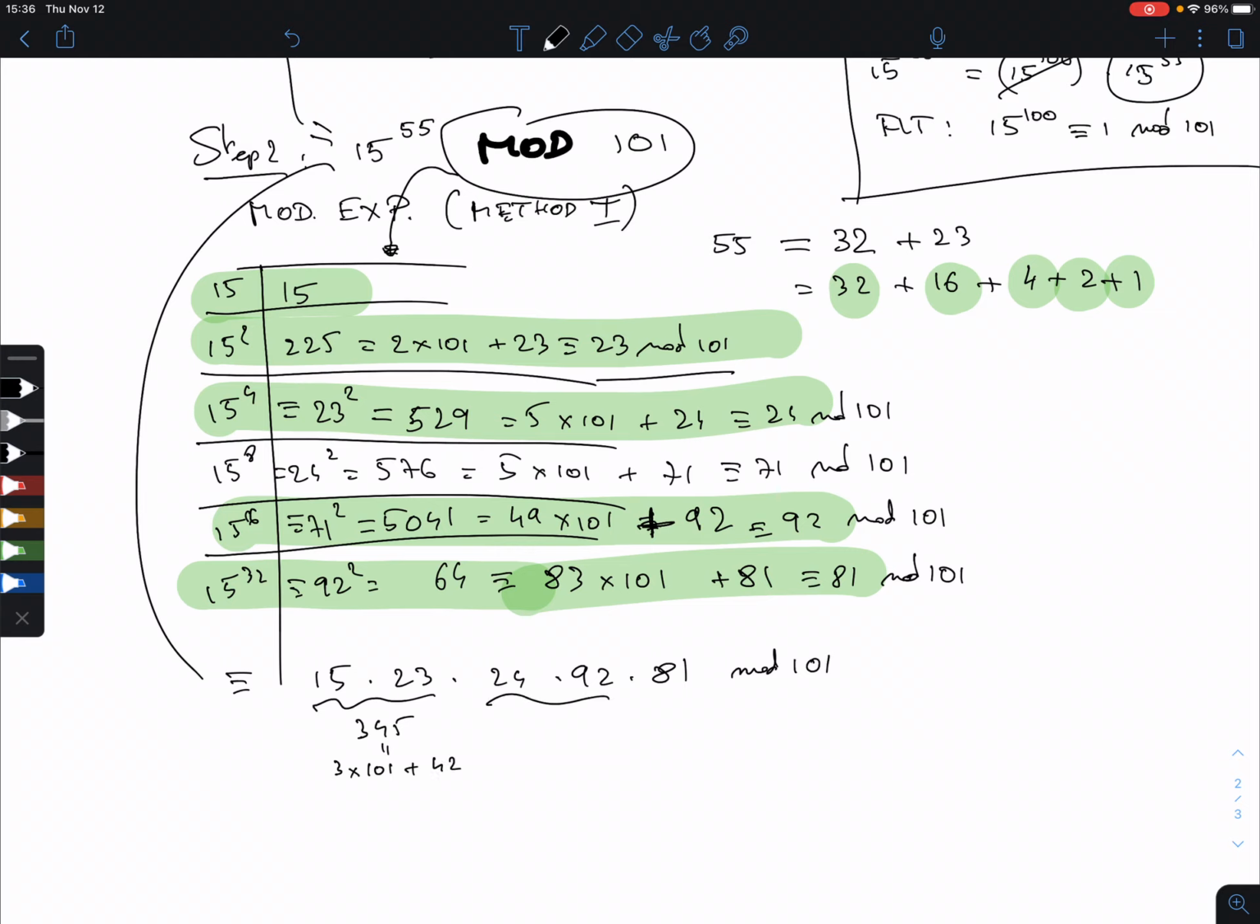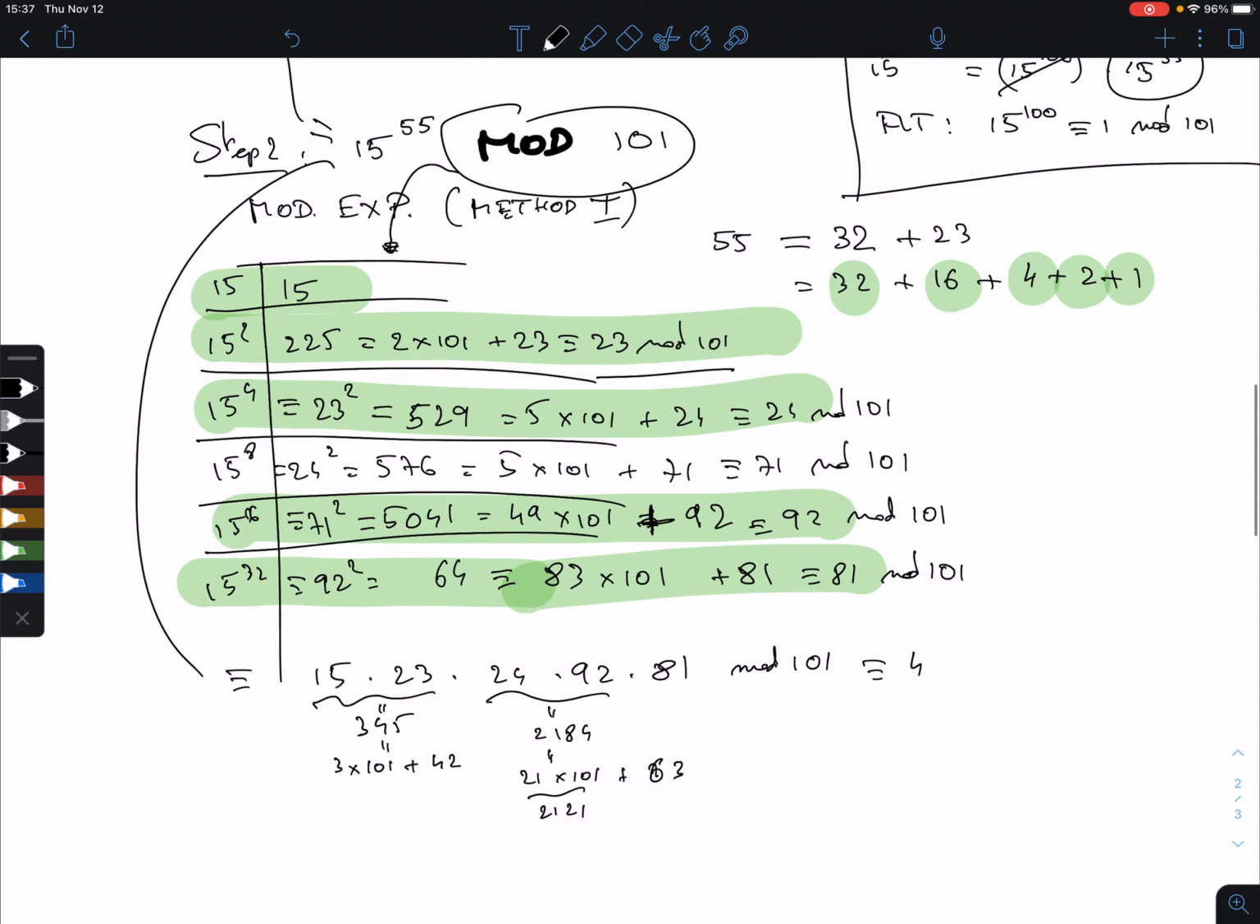Let's do these two together. 24 times 92, that is 2208. If I divide that by 101, it gets 21. So this is 21 times 101, which is 2121. So what I'm missing is 63. Okay, so this is 63. So let's write down what we have. We have 42, 63, and the 81 I have not used yet, but that's okay. I can do this in whatever order I want.